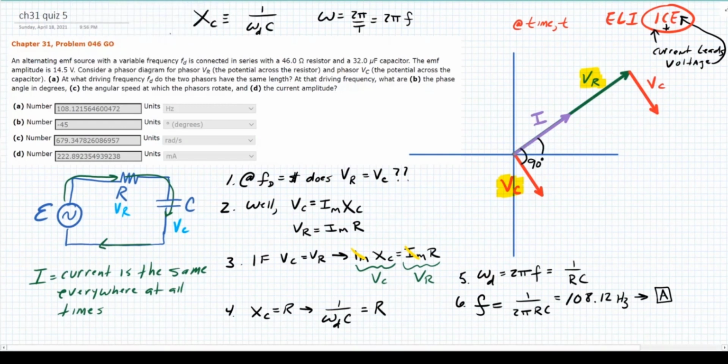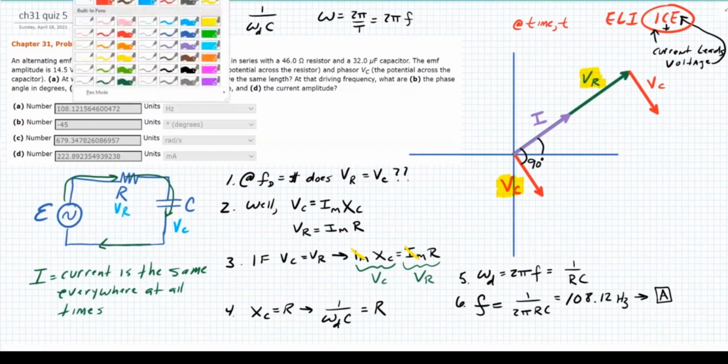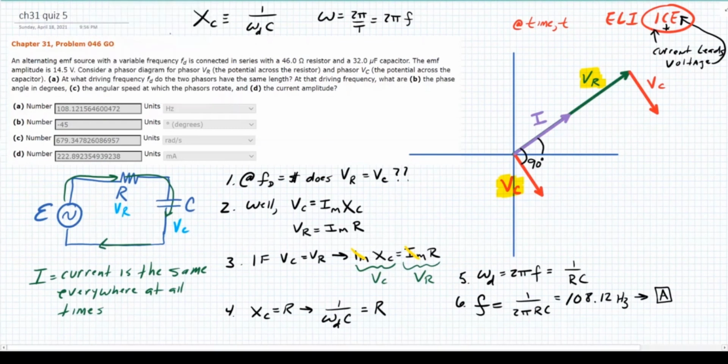It's a little too thick. Okay, I'll try this. Okay. This is EMF.